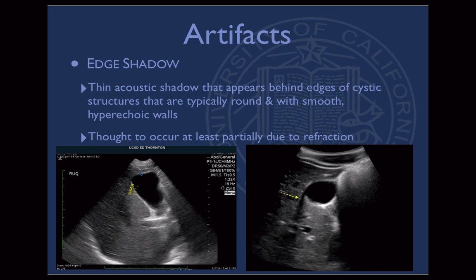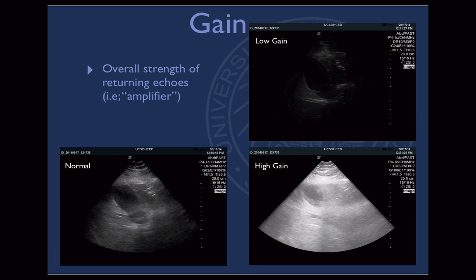Edge shadowing artifact refers to the thin shadow that appears behind the edges of cystic structures. This is thought to occur due to sound waves encountering the cystic wall at a tangential angle, causing the waves to refract. A shadow appears distal to the walls of the cystic structure. In both examples shown, the artifact occurs at the edge of the gallbladder. One can attempt to reduce this artifact by changing the angle of the transducer.